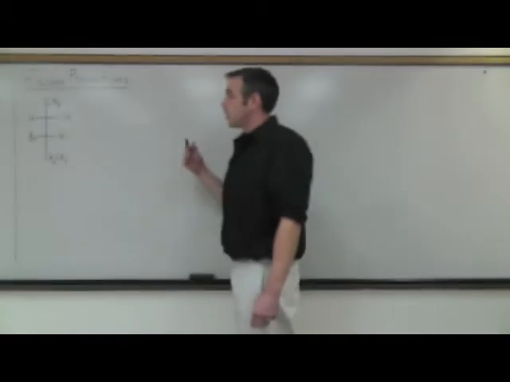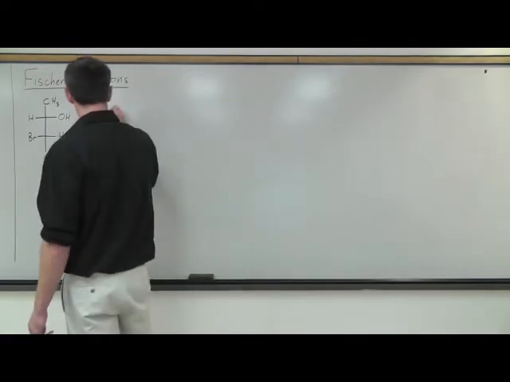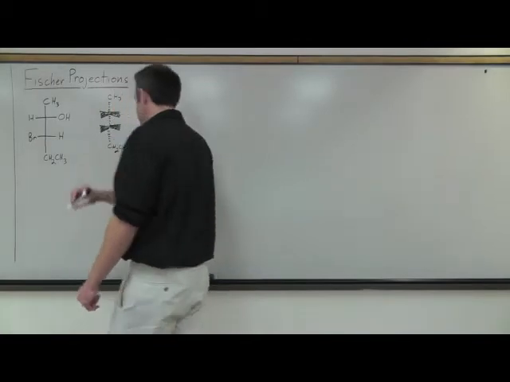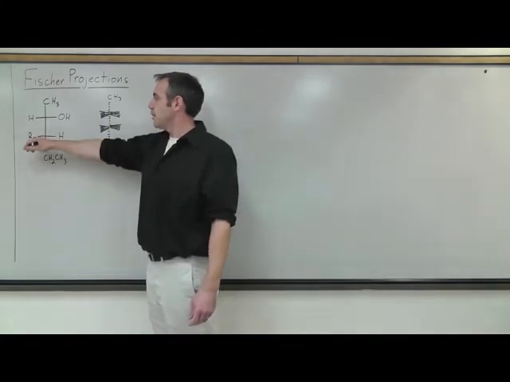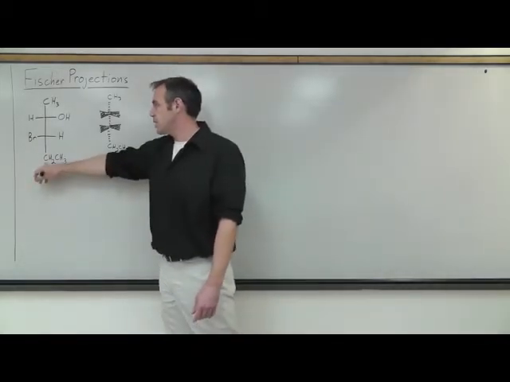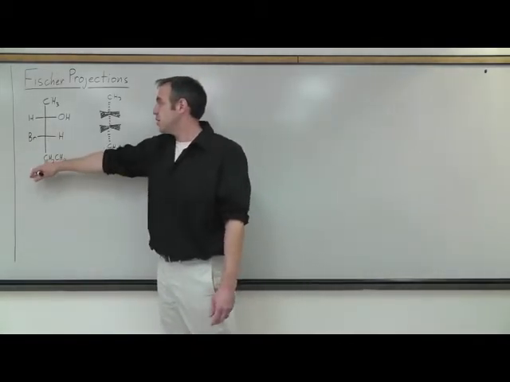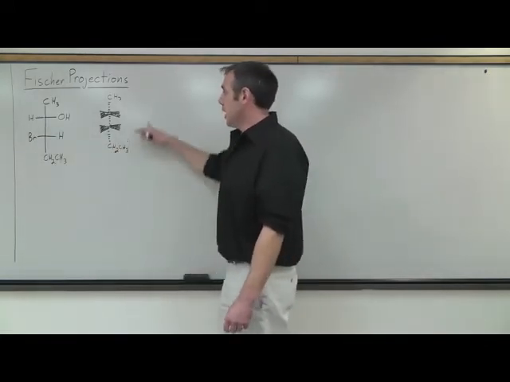So now I've drawn a little bit more complicated Fischer projection. Well, we can analyze it in the same way. Notice that the only carbons involved in the Fischer projection are the ones that are chiral. So for example, this CH2 down here doesn't make any sense to put on the actual Fischer scaffold because it's not a chiral carbon.